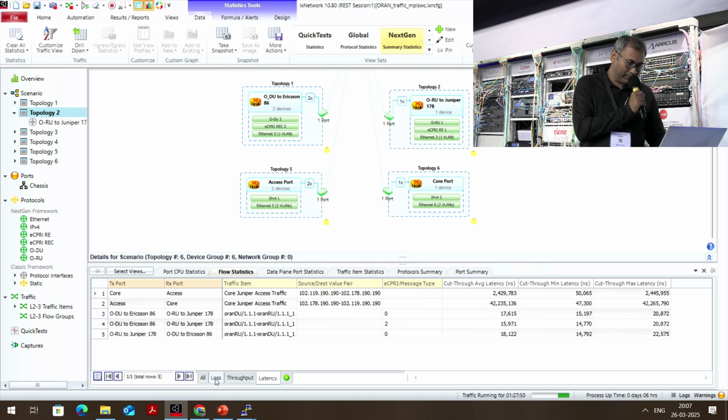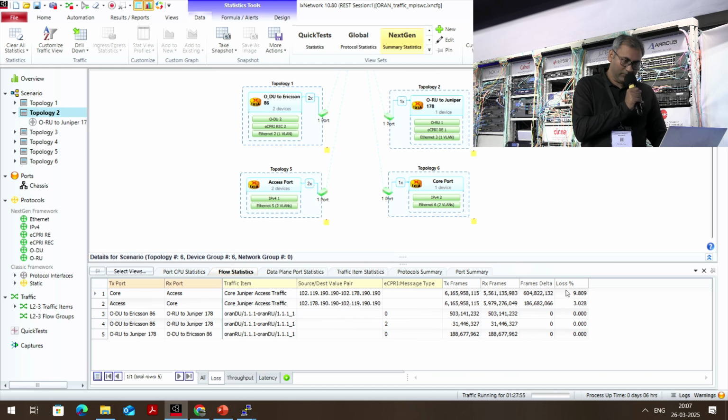The other important aspect is the loss here. Again, for the first 2 rows, the loss is 9% and 3%, whereas for the last 3 rows, there is no loss at all. Right? Now let me switch to some time error measurement here.